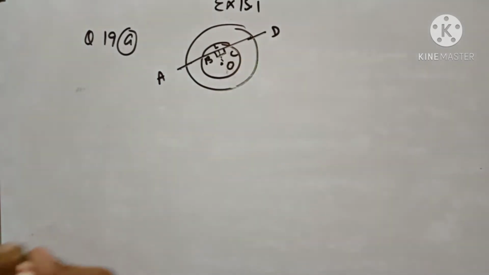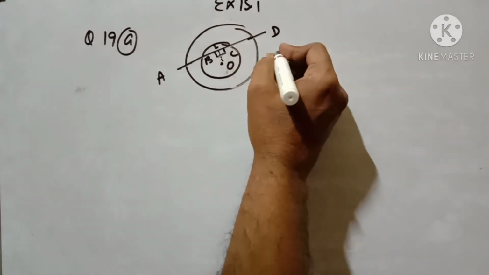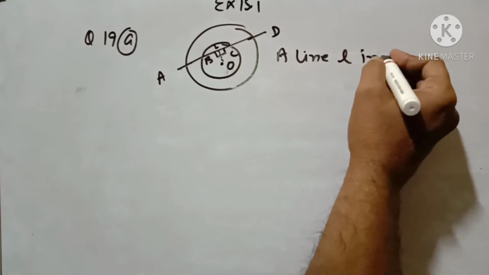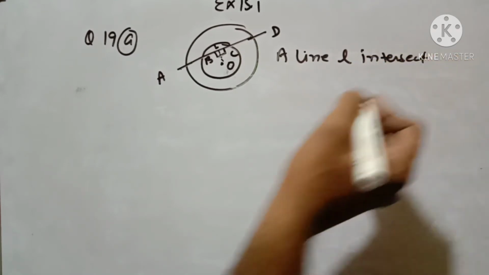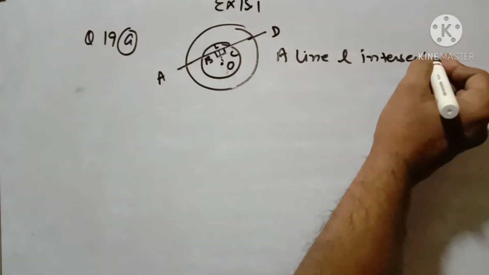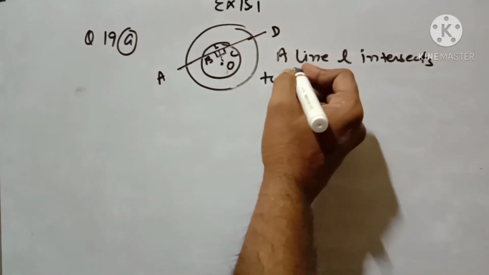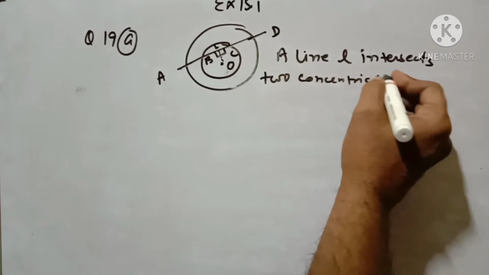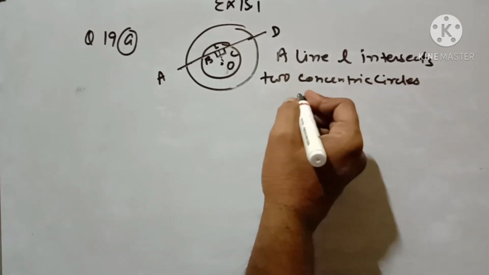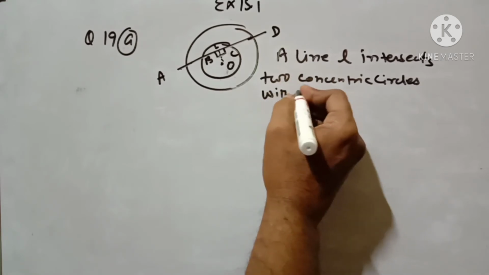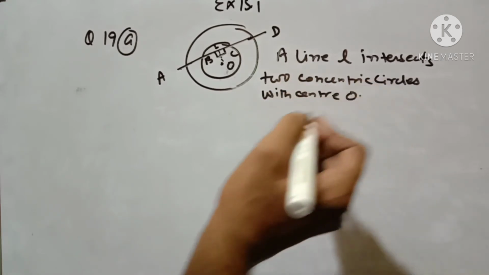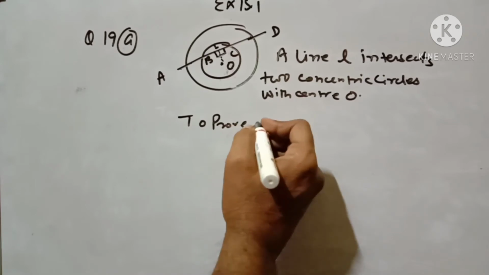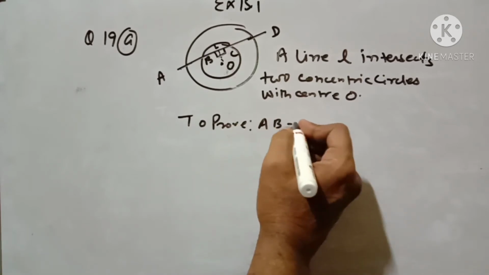Now write down given: a line L intersects two concentric circles with center O. To prove, what you have to prove? You have to prove that AB equals CD.